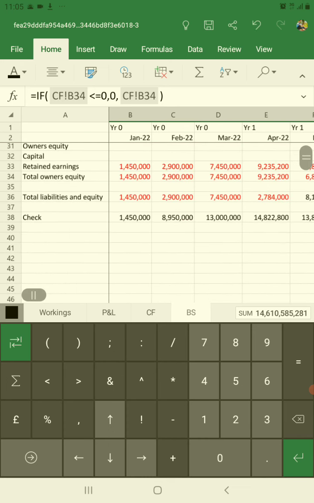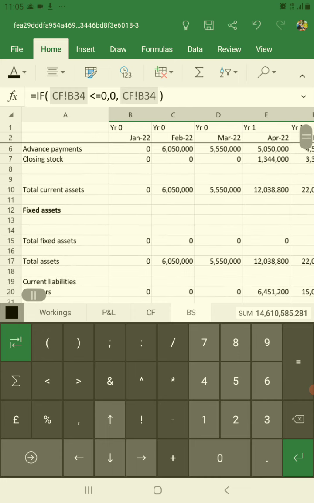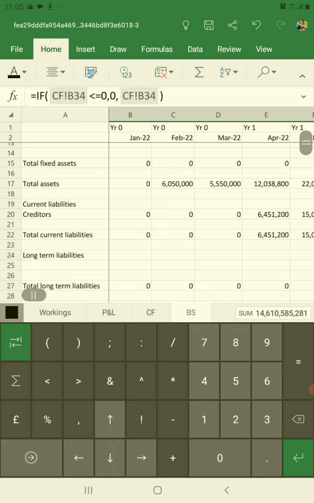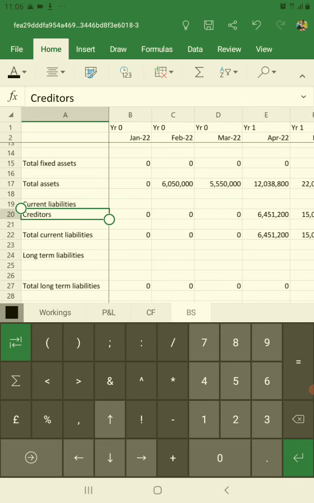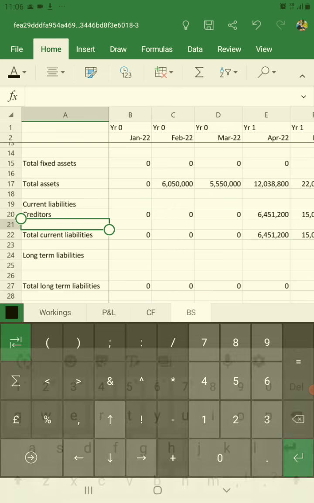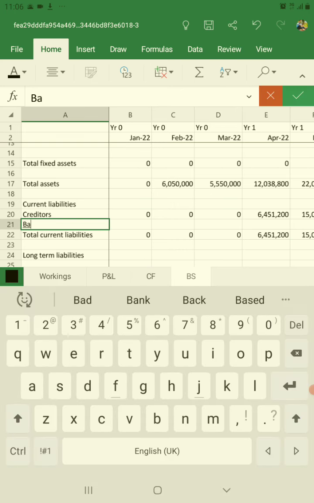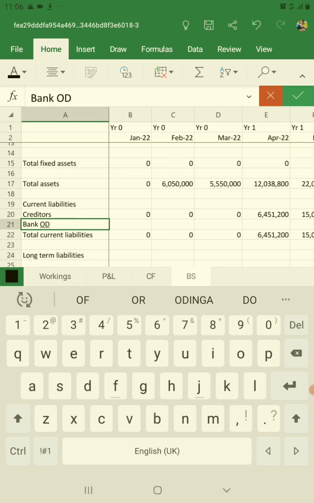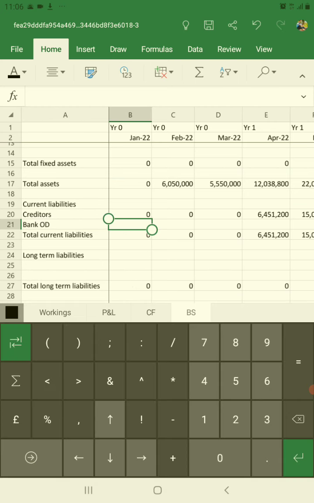Of course, my balance sheet is not balancing right now. If we go to the check, because of this change, I have to finish the modeling on the liability side also, because that is the bank overdraft. So the bank OD, overdraft, we put the formula now here.